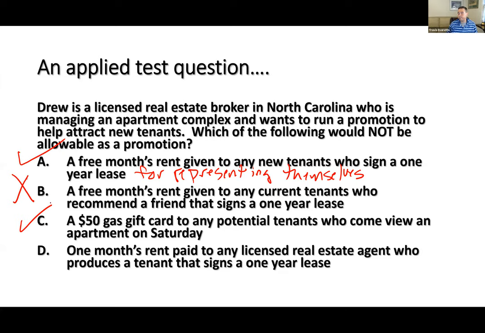And then D: one month's rent paid to any licensed real estate agent who produces a tenant that signs a one year lease. Well, the big key giveaway here is they're licensed. Can we pretty much pay a licensed person anything? Right, yes. So that one's allowable. So what's our answer here? Which one is not allowed? Three months' rent to current tenants for referring someone else. That's not going to be allowed.